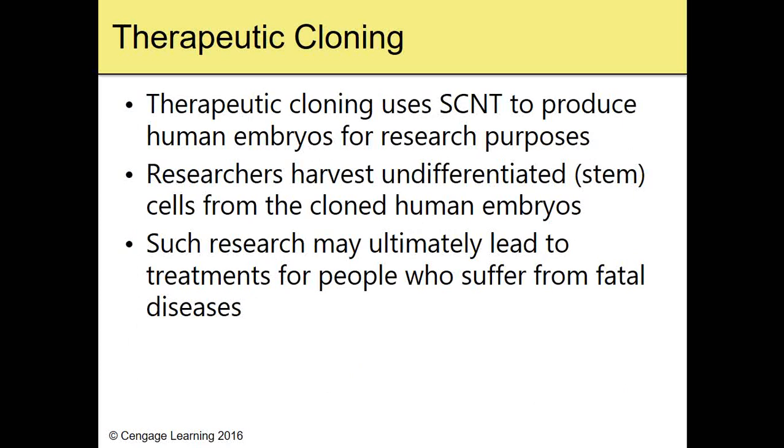From there, we can do things like therapeutic cloning. This is where we can produce human embryos for research purposes. We can harvest undifferentiated or stem cells from those cloned human embryos, and then stem cell research can take place, which is really awesome. The whole point of stem cell research, and the reason that people get so excited about it, is that we can look for treatments for people who suffer from fatal diseases, because you could actually reprogram their tissues to act like they were never sick in the first place, which is really cool.